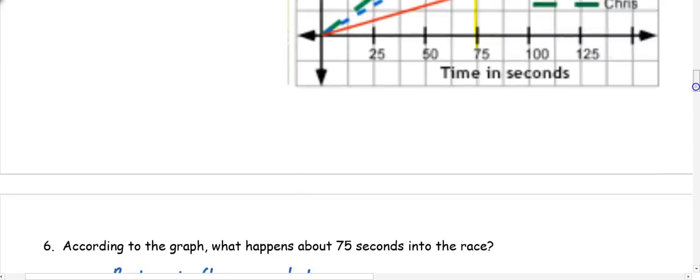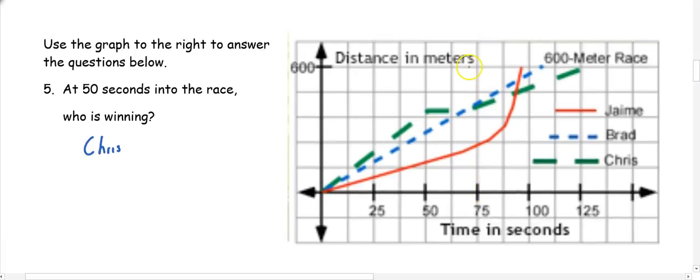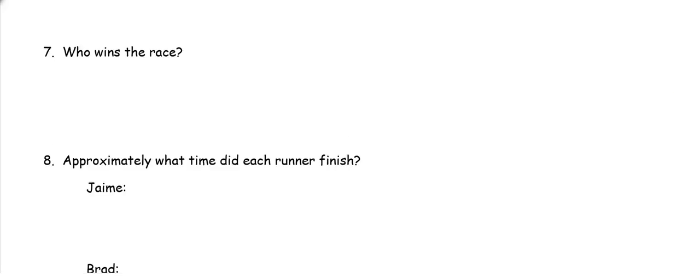Who wins the race? So to win the race, you have to get to the distance of 600 meters, which they all got to, in the shortest amount of time. So the first to get to 600 is this red line in the shortest time, because blue and green are finishing in later times. So the winner of the race would be the red line, which is Jamie. So Jamie would win the race.